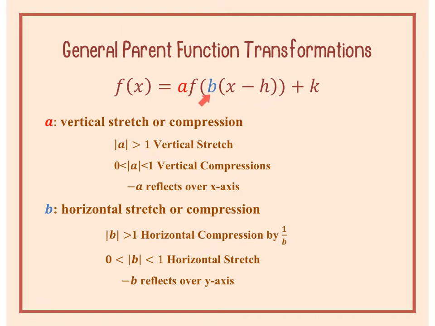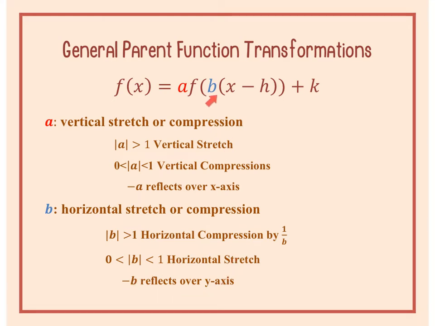Now this b value, if the b value is greater than 1, it's a horizontal compression by the reciprocal, which means whatever number you see here for b, you're actually going to flip it. You're going to take the reciprocal. So it technically follows the same rule if you flip it first. If you flip it first and it ends up being less than 1, it's a compression. If the b value was between 0 and 1, then it's a horizontal stretch. And if it's a negative, it reflects over the y-axis.